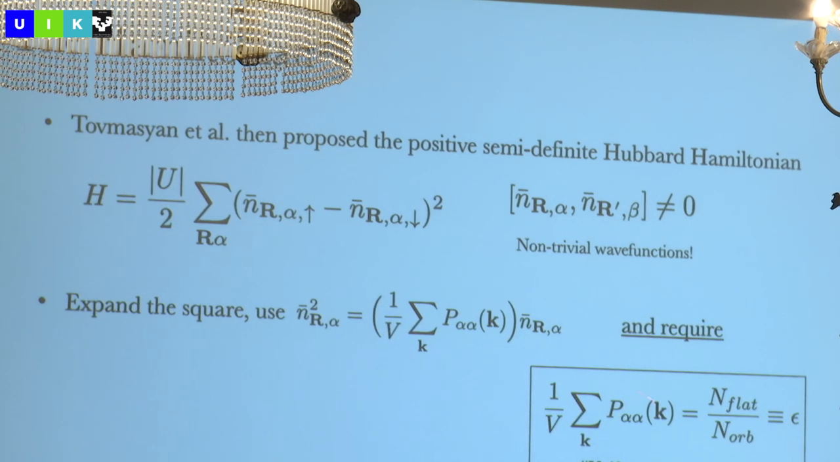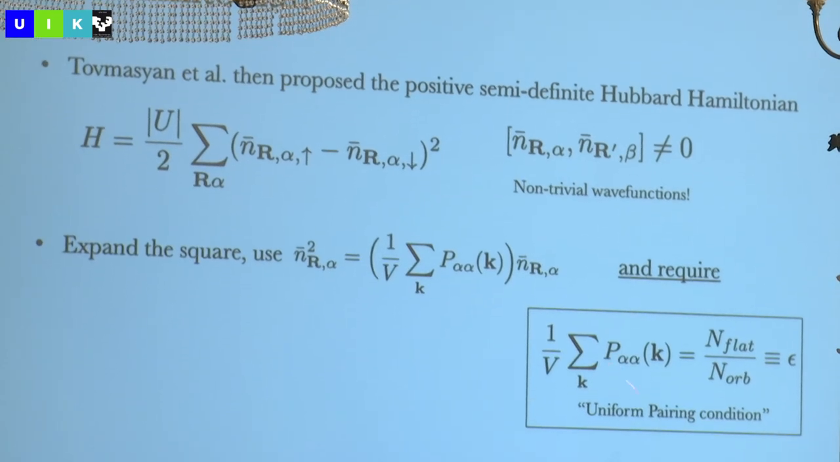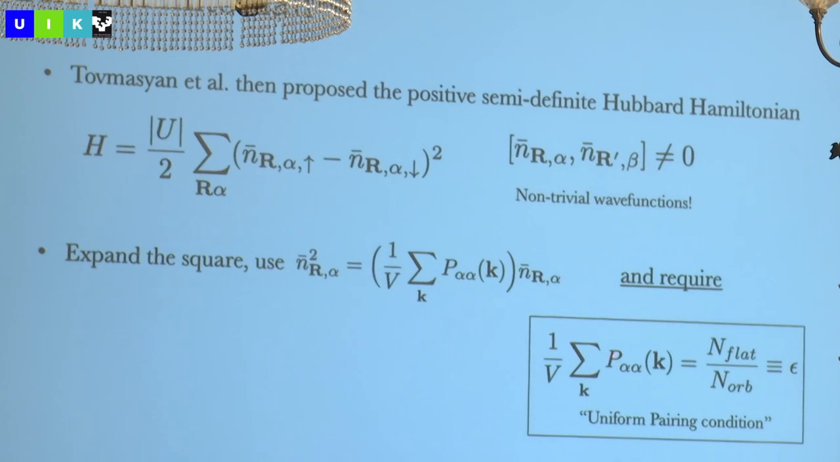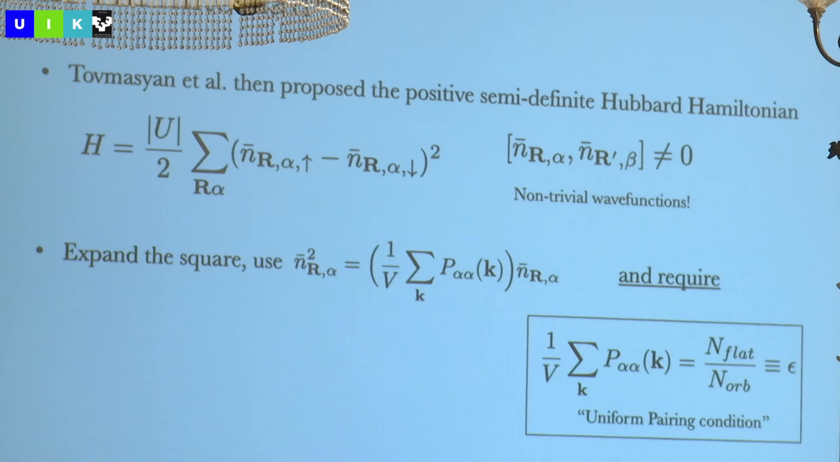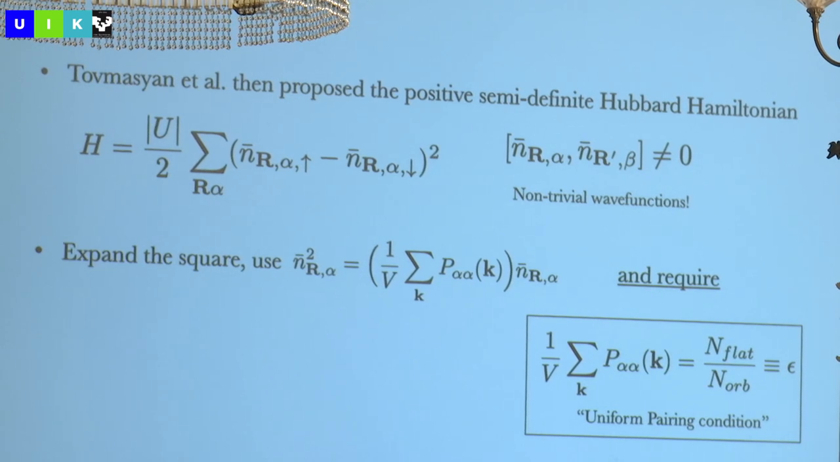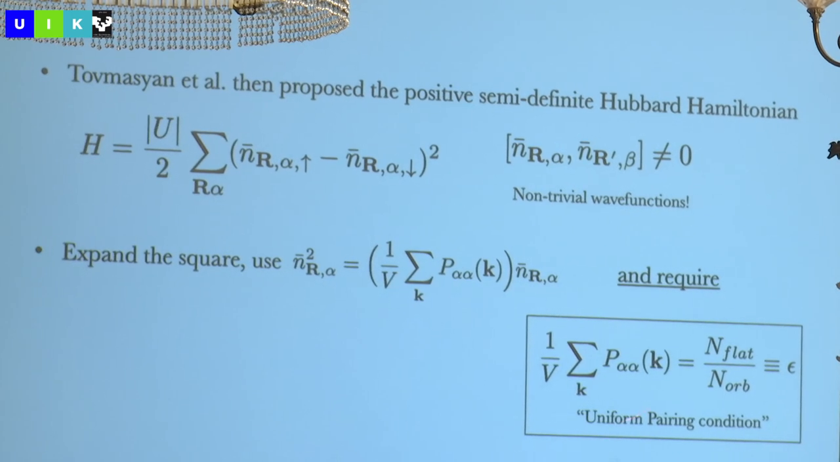And if this is true, now you know what this is, because if I take the trace, then I have the number of orbitals here, okay? And the trace of this projector, this projector is one in the projected bands and zero otherwise. So its trace is n flat. If I take the trace it is n flat, and if it's the same on every site, then the trace is just epsilon times the number of orbitals. So epsilon is n flat over the number of orbitals, and this is this guy.